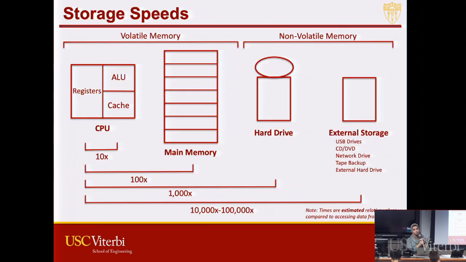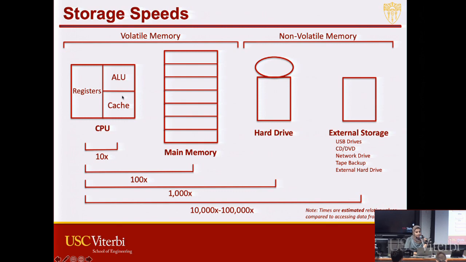So in a computer we have two types of storage. We have volatile memory and non-volatile memory. Can anyone tell me what's the difference? Yeah, for volatile memory, when the power is off, we lose the data, nothing is there. For the non-volatile memory, when we switch the power off, the data is still there. It's saved either in your hard drive or your external storage.